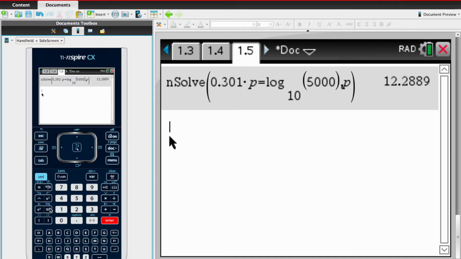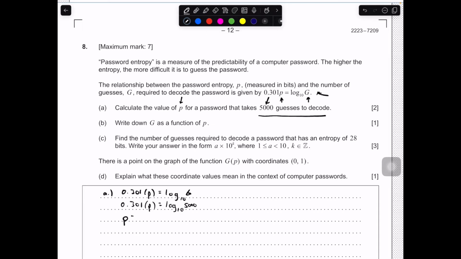There it is. Not too bad of a question. P is equal to 12.2889 or 12.3.